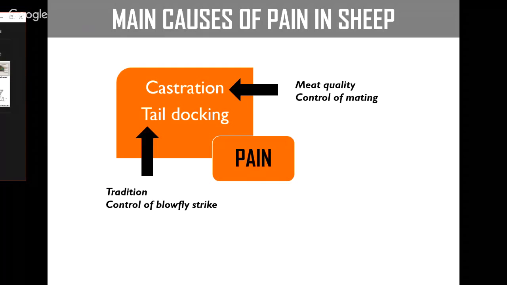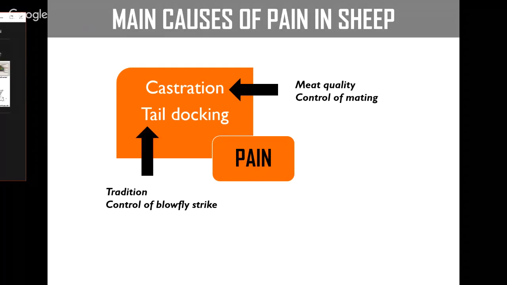Now, I am dealing with these reasons for painful husbandry practices because we have to remember that regardless of the method we use, and we shall see more about this later on, castration and tail docking are painful indeed. So consequently, before we do this, we have to consider whether there is any good reason for either castration or tail docking. In some cases, I think the answer is very clear.